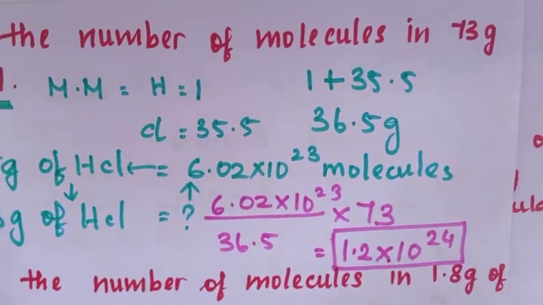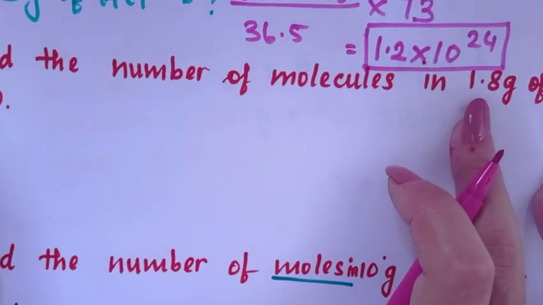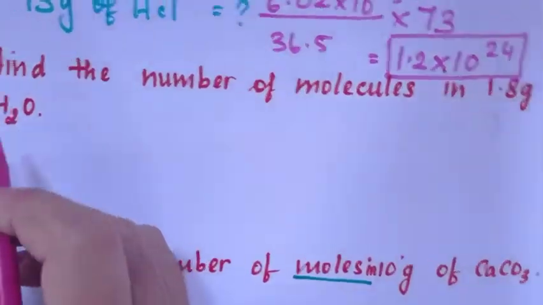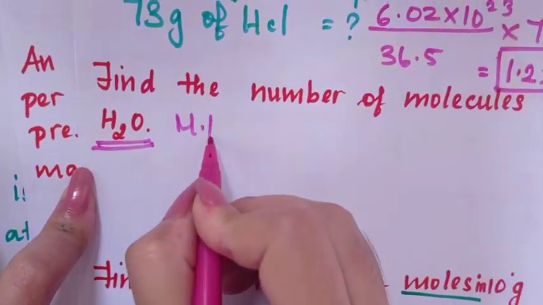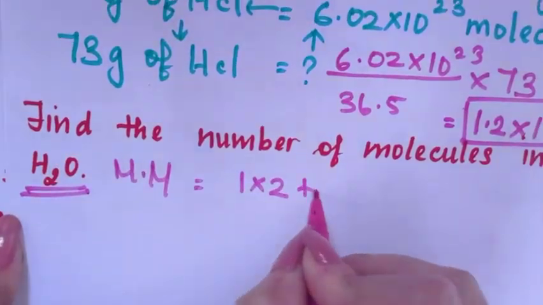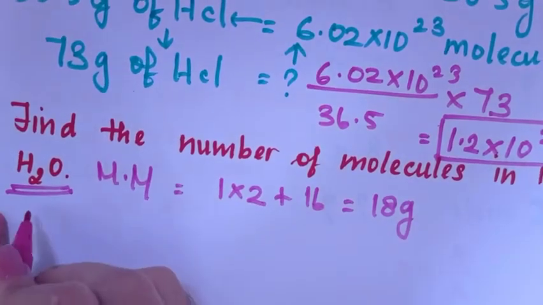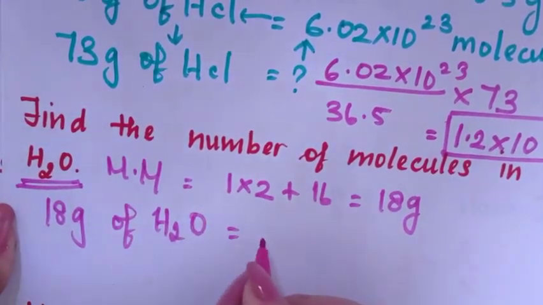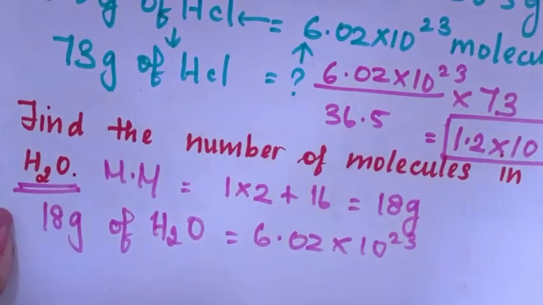This is how you have to do. Now see the next question. Find the number of molecules in 1.8 gram of H2O. Same way, first you find the molecular mass of H2O. Hydrogen, you know it is 1, so 1 into 2 plus 16, you will be getting 18 gram. In 18 gram of H2O, how many molecules are present? 6.02 into 10 power 23 molecules are present.